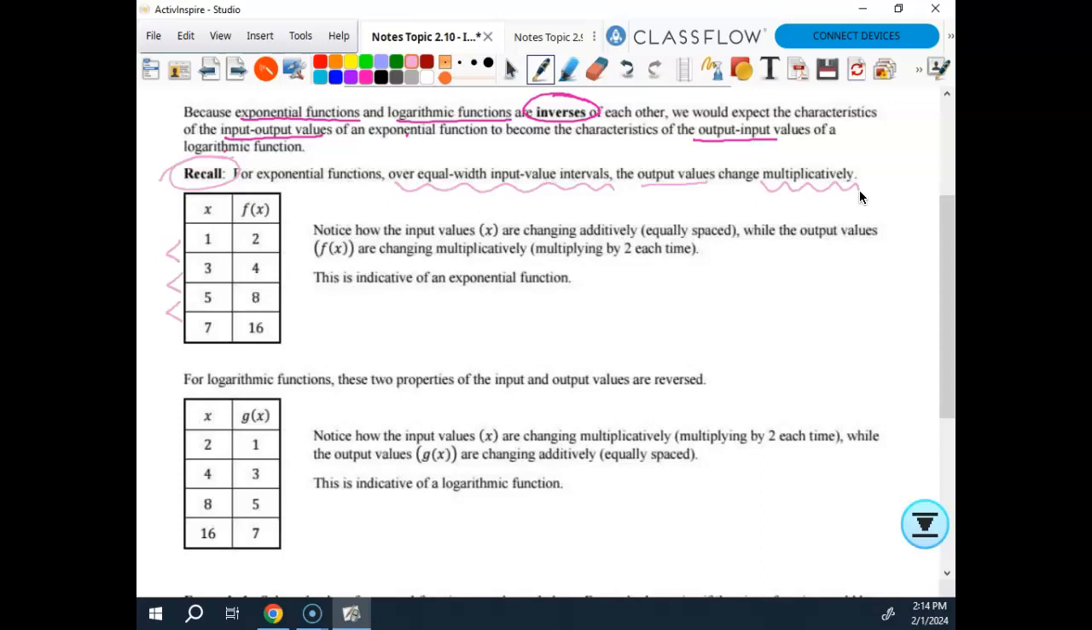Okay, so when we look at this, it says notice how the input values are changing additively, or they're equally spaced. So here, we're adding 2 each time. It's okay, we don't have to be that fancy in our answers, but it makes it sound way harder than it is. While the output values are changing multiplicatively, we're multiplying by 2. That's all that means. Multiplicatively. There you go. So here we're multiplying by 2 each time. So this indicates it's an exponential function.